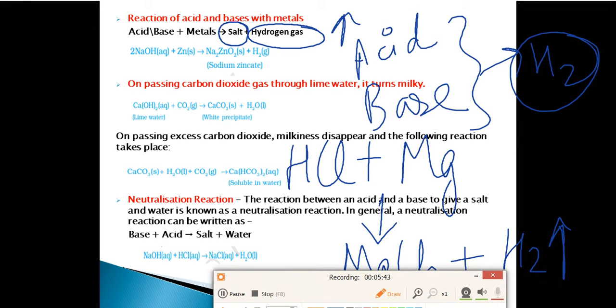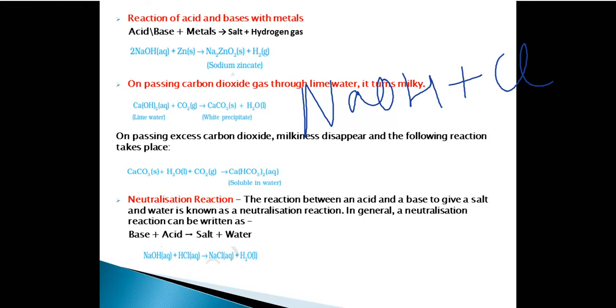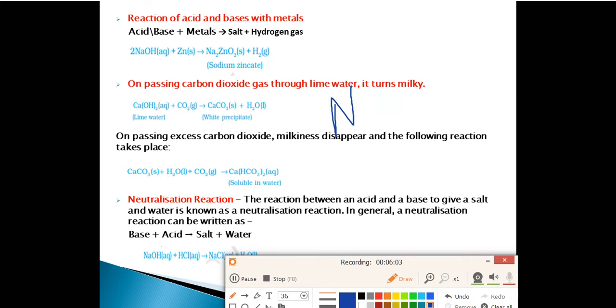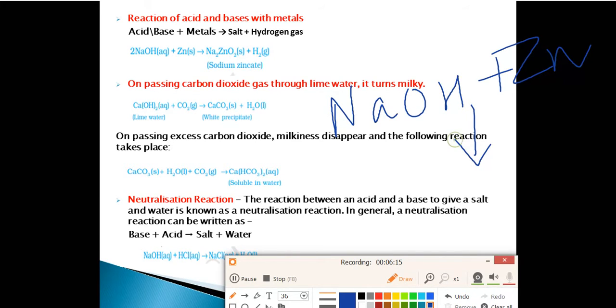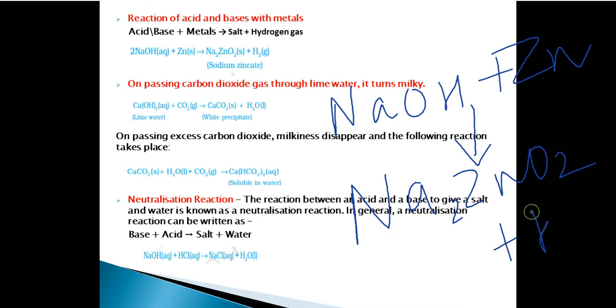Next we can take an example for a base. Let us take NaOH. NaOH is a very strong base. NaOH plus, let us take a metal called chlorine. Sorry, chlorine is a non-metal. NaOH plus, you can take zinc, Zn. Okay, NaOH plus Zn, zinc. So which salt will be formed over there? Na2ZnO2. Na2ZnO2 plus H2 gas will be evolved.